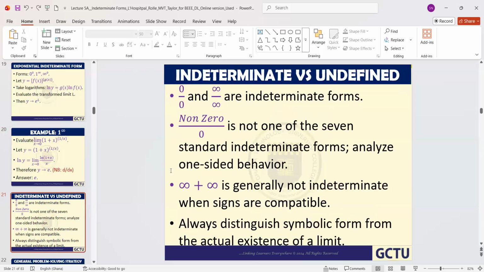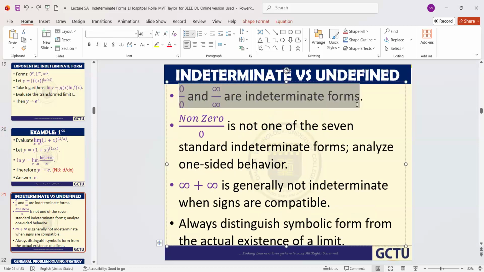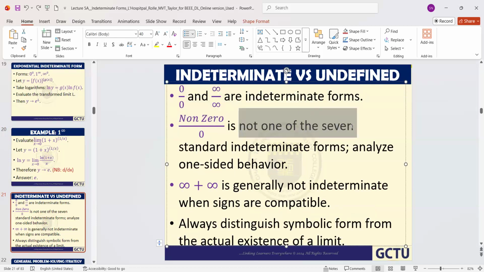So now we are summarizing and comparing the indeterminate form to the undefined form. So 0 over 0 and infinity over infinity are indeterminate. But when you have a non-zero numerator, for example, I get 4 over 0, then that is called undefined. It's not one of the 7 standard indeterminate forms. So when you get things like this, you must study the behavior of the function from one side or the other side.